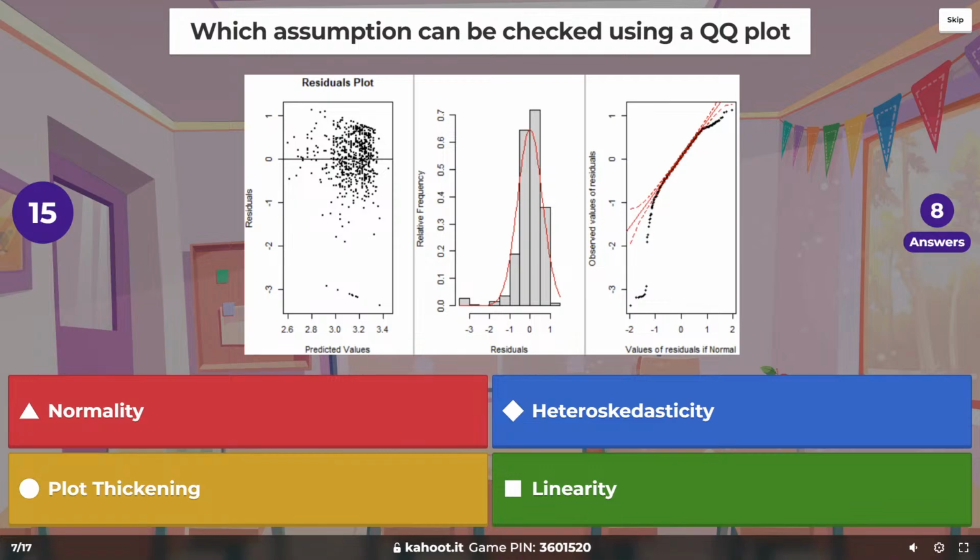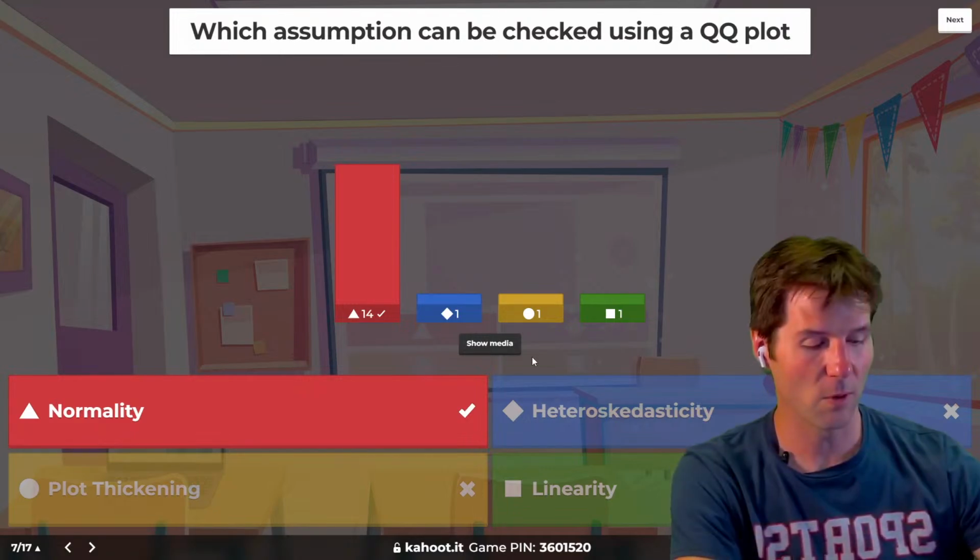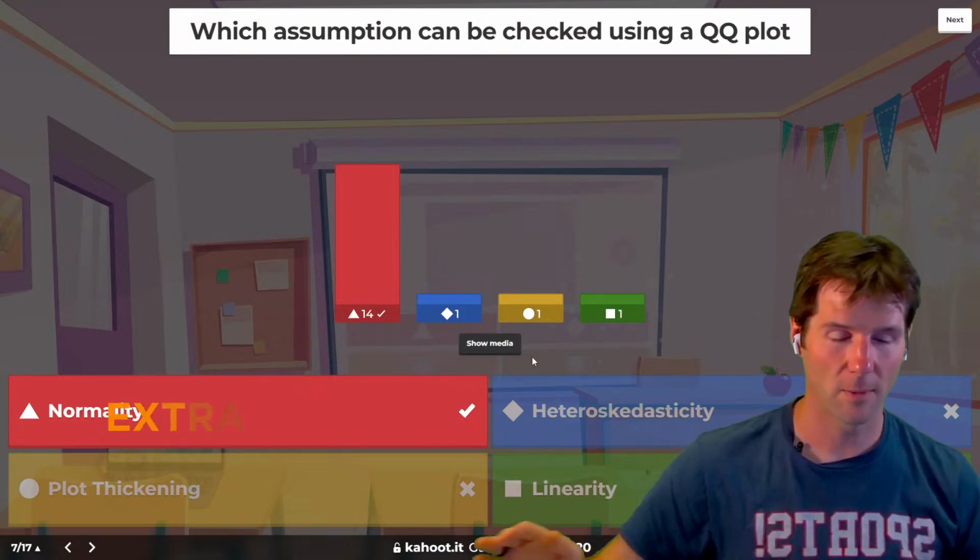Which assumptions can be checked with a QQ plot? What can we check with a QQ plot? Which of these can be checked with a QQ plot? And actually, if you know where to look, the QQ plot is right here. The QQ plot is used to check normality. The normality right there, the QQ plot. Great job on those answers. Really good work.